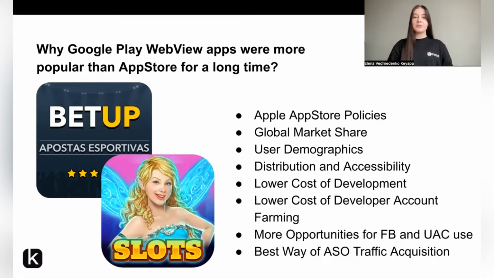And we can also mention more opportunities for the use of Facebook ads and Google ads, as well as the fact that previously it was a better way to get App Store optimization traffic, as it is called in traffic arbitration. We mean that this traffic is search traffic from keywords.